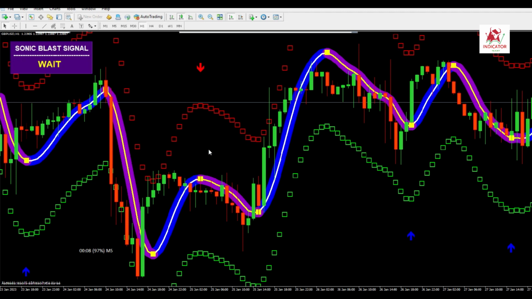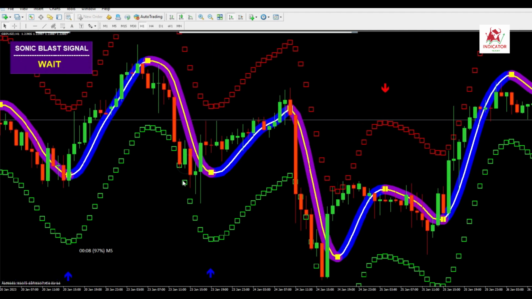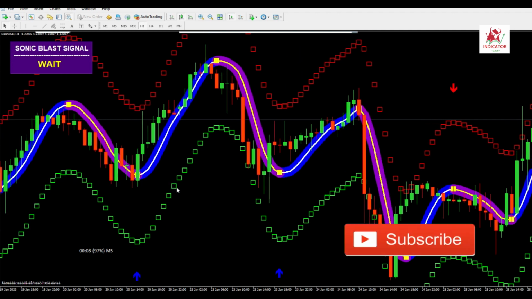When the price bounces from the upper level of the channel, you can trade the potential bearish move to the lower level. However, this is generally less desirable, since the corrective price moves are relatively smaller than the impulse price moves of a trend. The Sonic Blast Forex system is ready to use right out of the package.